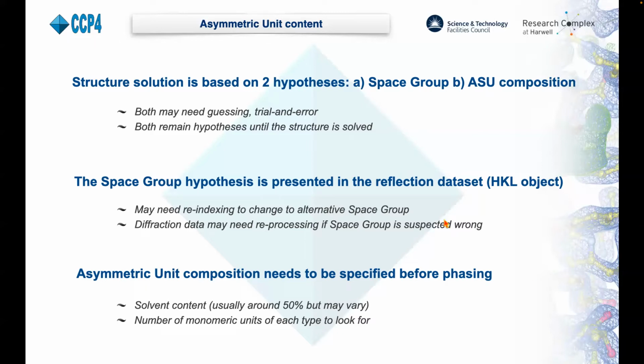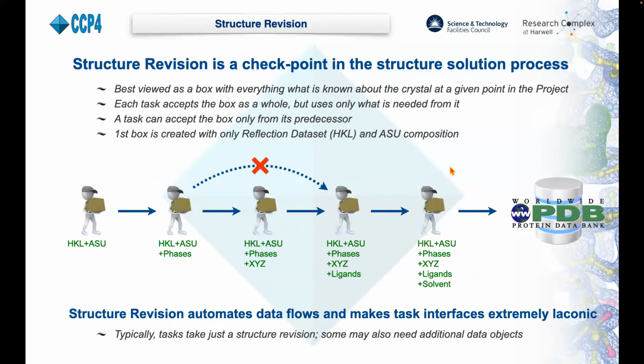Asymmetric unit composition is important for estimating solvent content and also for knowing how many sequences can be fed. Regarding the structure revision, the other bit which was missing for the task, it's a slightly different story. Structure revision is best viewed as a box with all the data that describes the current knowledge of the crystal at that particular point of the project.